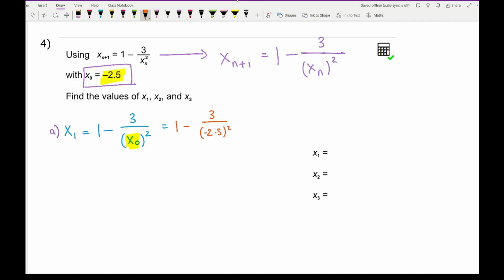Now substituting this in, what I end up with is 1 minus 3 over minus 2.5 squared. Now when you're dealing with negatives, especially on the calculator, always use brackets. So typing that into my calculator, I get 1 minus 3 over bracket minus 2.5 squared, and if I press equals, I get an answer of 13 over 25. So that becomes 13 over 25, or if I wanted to write it as a decimal, 0.52.